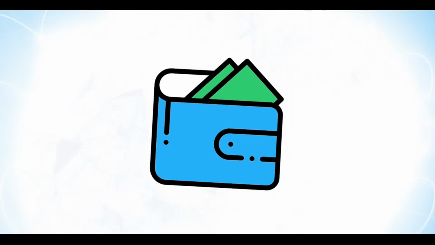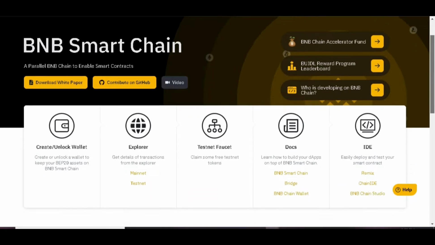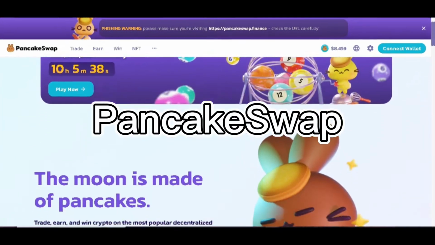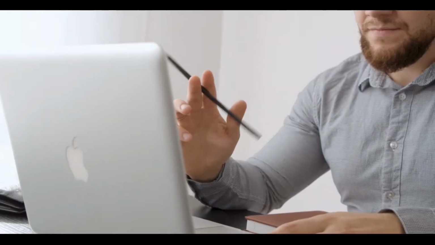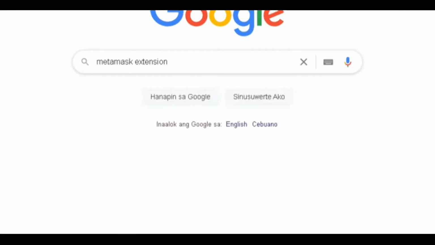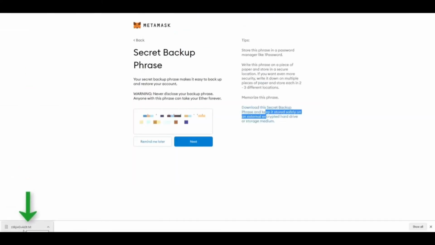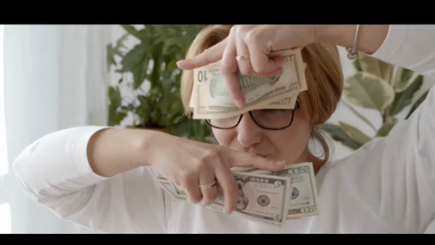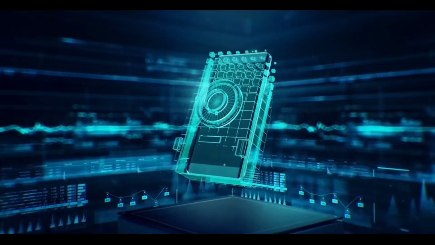You must first set up a crypto wallet that implements the Binance Smart Chain before you can use PancakeSwap. Fortunately for us, the most popular crypto wallet, MetaMask, is ideal for this. Therefore, we'll be using it today. Simply Google MetaMask extension, install it, choose a password, and keep your seed phrase safe. Please do not lose it. You could squander all of your money if somebody else gets their hands on it. So, store it in a secure location.